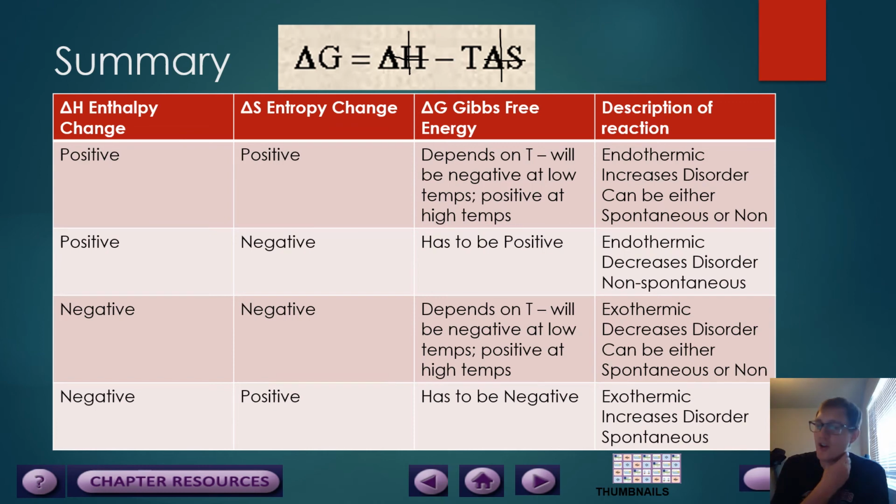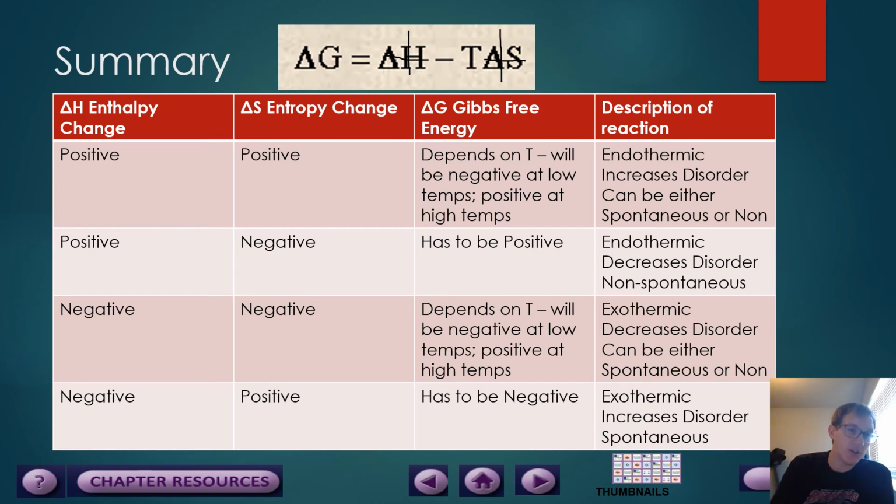Okay, and then in the last column, it's very, very important that you guys can keep these vocab words together. So the description of the reaction: it's endothermic because it has a positive enthalpy. It increases disorder because it has a positive entropy. And technically, it can be either spontaneous or non-spontaneous depending on the temperature.